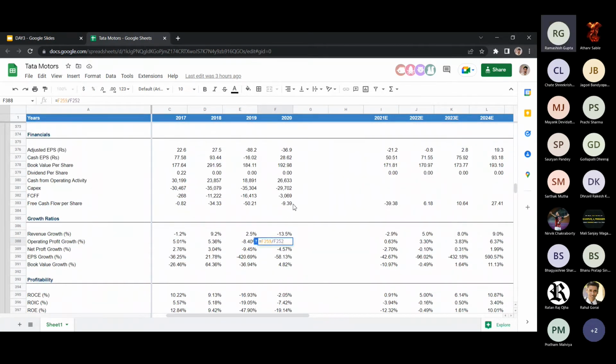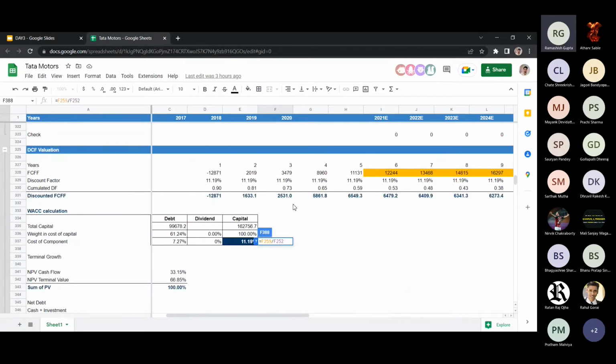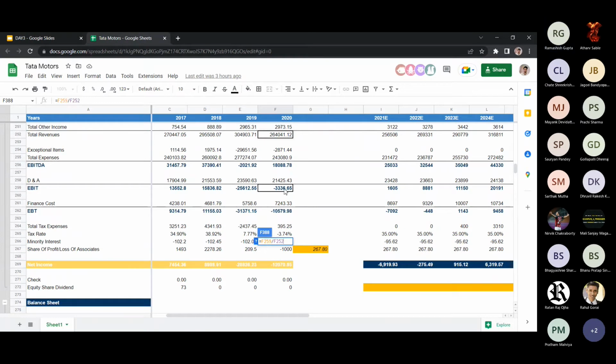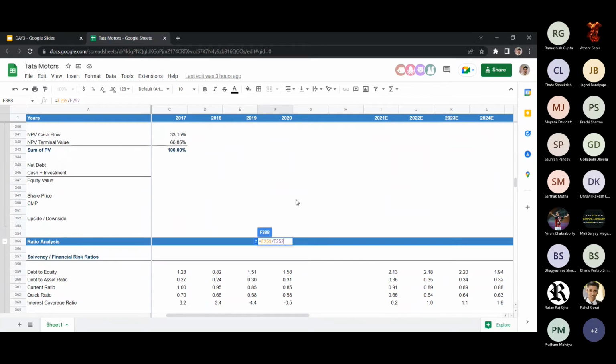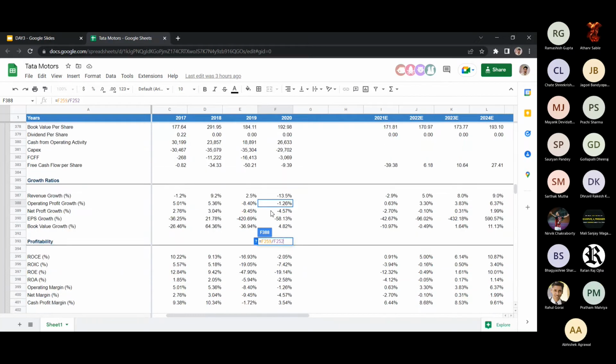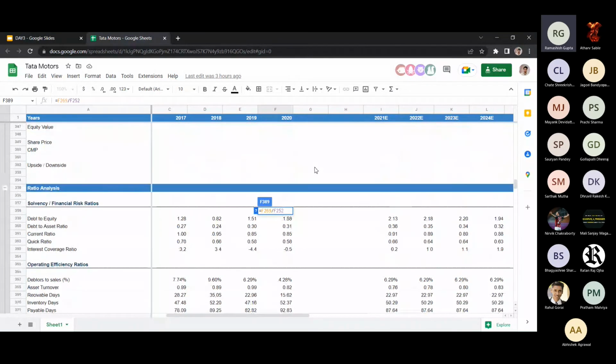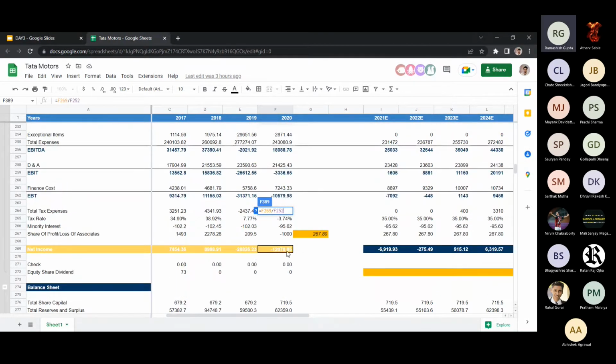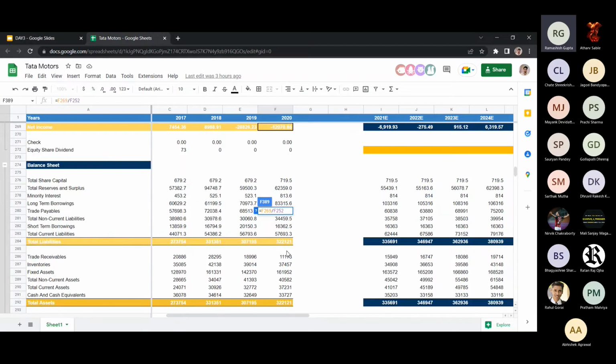Next is operating profit growth. This is basically earning before interest and tax divided by the total revenue. Then there is net profit growth, which is basically the same thing, net income divided by total revenue.